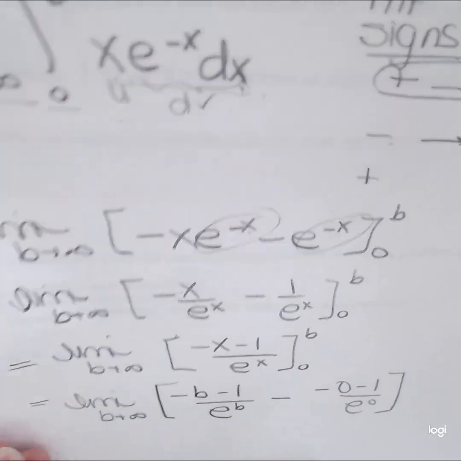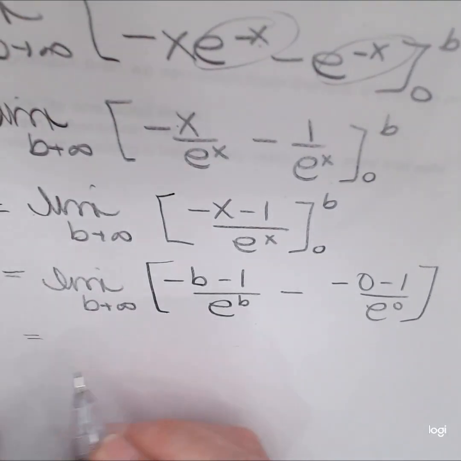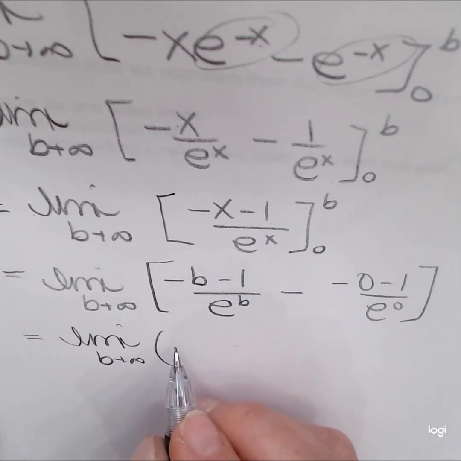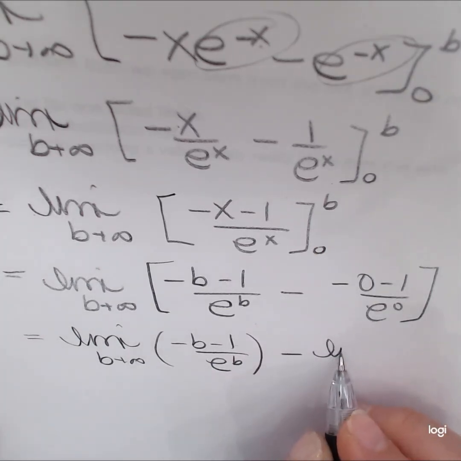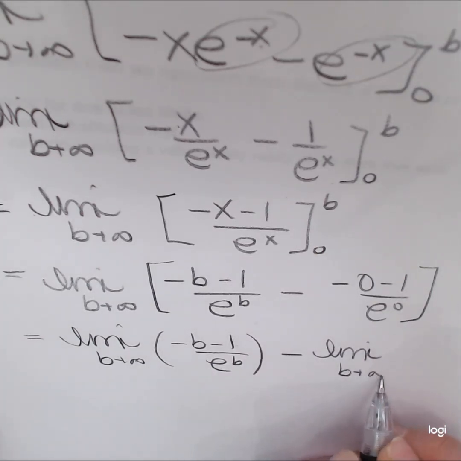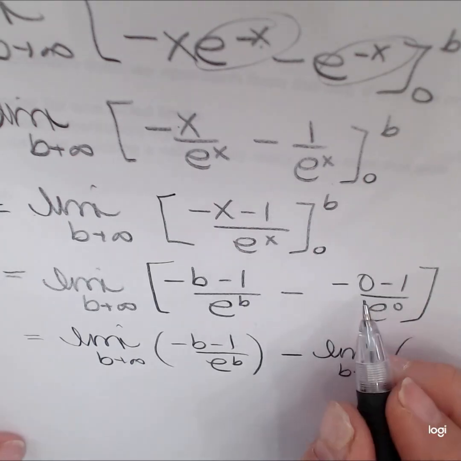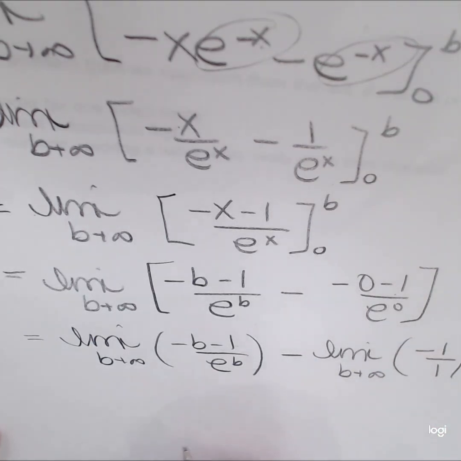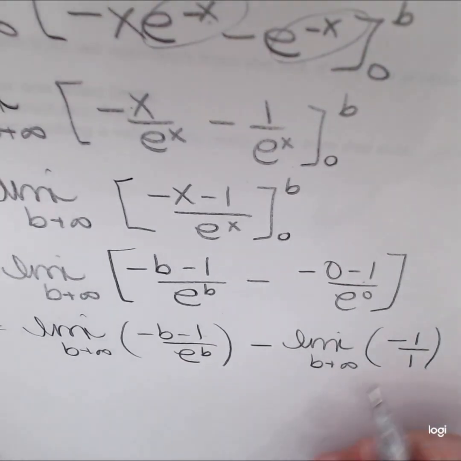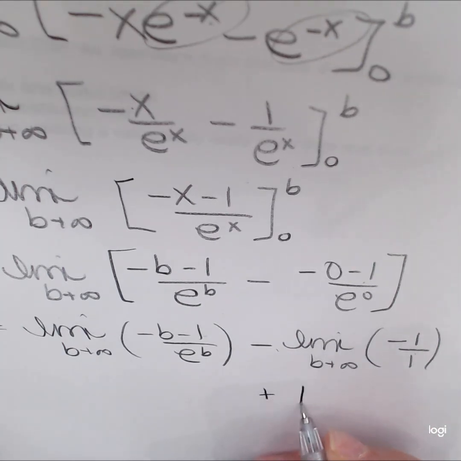And of course, this is equivalent to taking two separate limits. So this would be equivalent to the limit as b approaches infinity of negative b minus 1 over e to the b, minus the limit as b approaches infinity of negative 0 minus 1, so that's minus 1 over e to the 0, which is 1. So let's go ahead now and apply the limits. Well, this second one is easy enough because there's no place to put an infinity. This is just minus a negative 1, which is going to give you a plus 1.